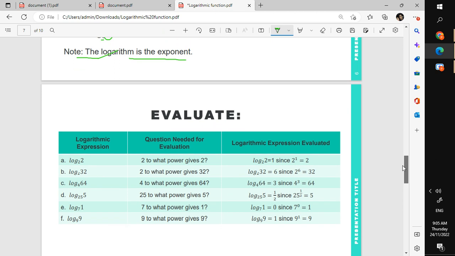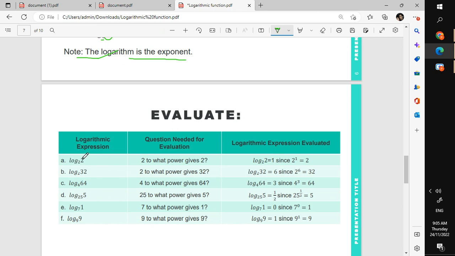Now we have to evaluate. We have here a few examples. We will be evaluating these logarithmic forms or logarithmic expressions. On the second column, we have our guide questions as to how we will evaluate this. And on the third column, we have the logarithmic expression evaluated.